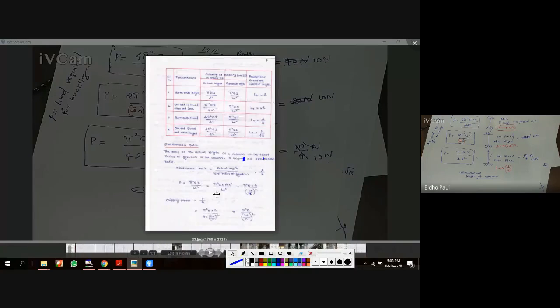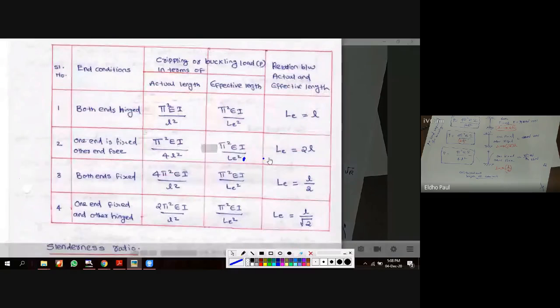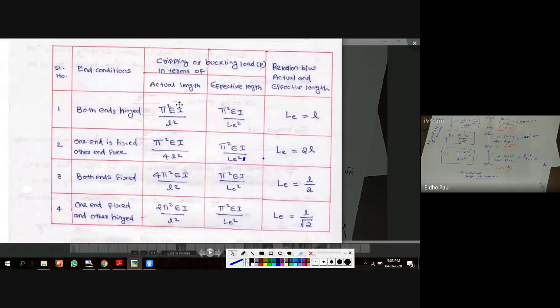So this is the summary of the equivalent length. So actual length is this one. This LE is the equivalent length. In case of both ends hinged, both are same. One end is fixed and other end is free, equivalent length is equal to 2L. Both ends fixed, equivalent length is equal to L by 2.